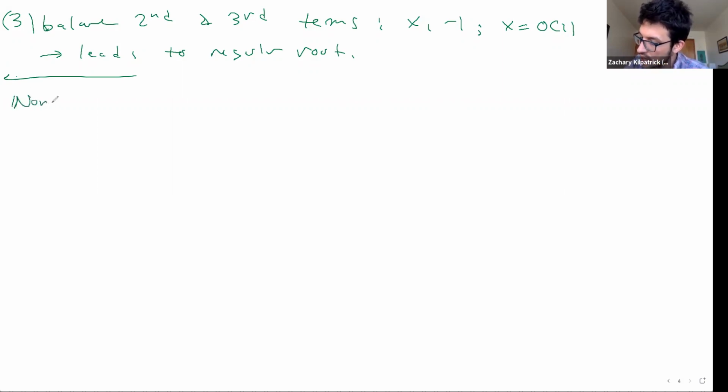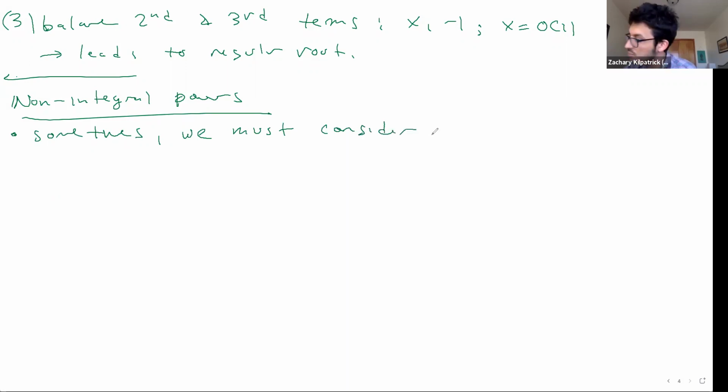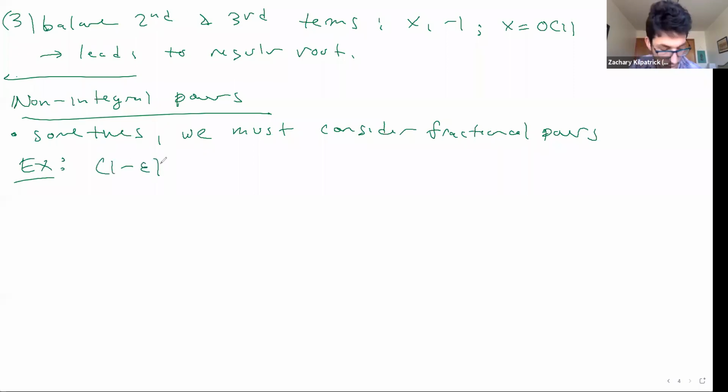So the next thing I want to talk about, and I sort of alluded to this before, is what if you're looking for a perturbation expansion and integral powers of epsilon are not working? What do I mean by this? Well, I just mean, let's consider perturbation expansions that involve fractional powers in epsilon. So for instance, let's look at the following algebraic equation.